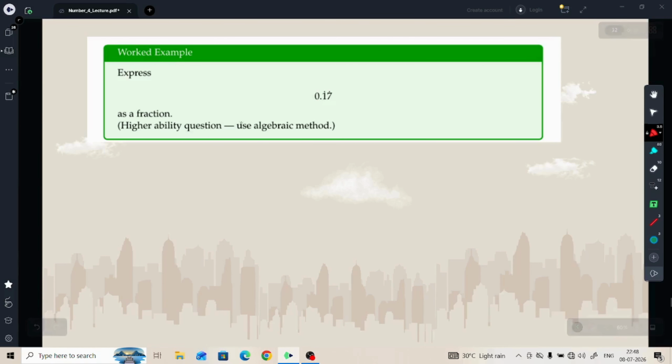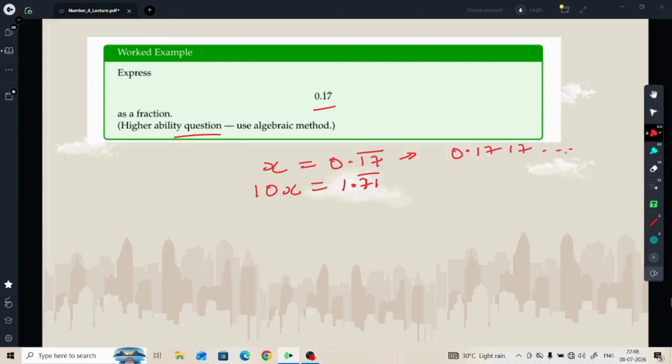Express 0.17 bar also as a fraction. Very easy question. It may look like a higher ability question, but nothing like that. x equals 0.17 bar. Now the point is, in this case, if you multiply by 10 only, you'll be getting 1.71 bar, because previously it was 0.171717. If you multiply by 10, you'll be getting 1.717171, like that. So after the decimal place, the digits are not the same yet.